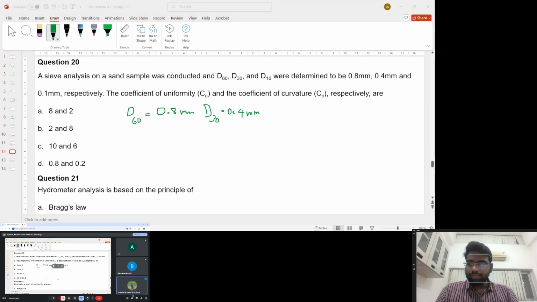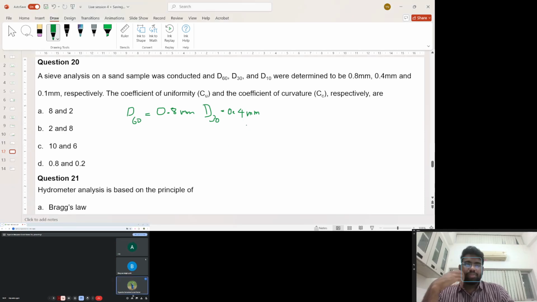Is it visible? Is my screen visible and the writings visible? Hello? Am I audible? Screen is visible. D60 is visible. D30 also, okay. D10 is yet to be written. I did not write it yet. Yeah, it's clear. So D10 is 0.1 mm, right?